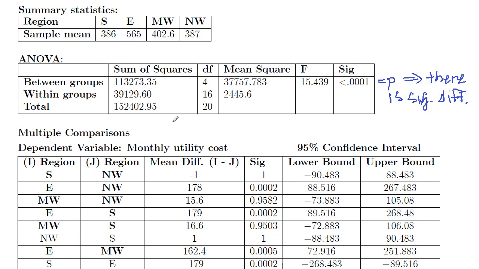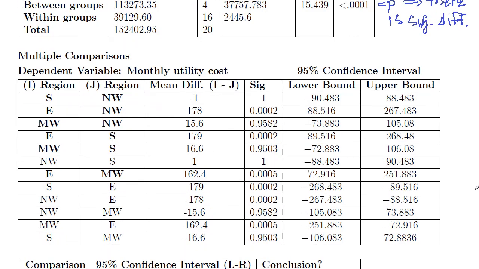So we ran a Tukey test here because all of our samples are the same size. And that generated this multiple comparison table. So we compared region I to region J, so South to Northwest. The mean difference, so the difference between the means, I minus J in this case was -1. Significance was 1, so that's the p-value there in that column. And then the 95% confidence interval for the difference goes from -90 to +88. And then we repeated that for all the other comparisons.